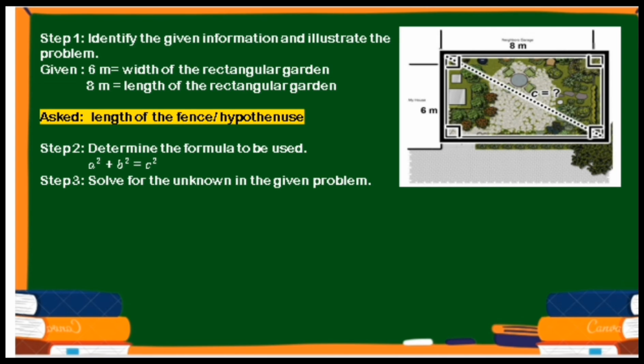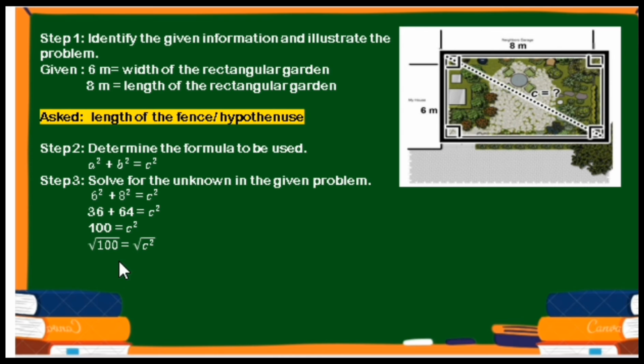Step 3. Solve for the unknown in the given problem. We will use the substitution property of equality. So we have a is 6 and b is 8. So we have 6 squared plus 8 squared is equal to c squared. Simplify: 6 squared is 36 plus 8 squared is 64 is equal to c squared. Simplify further, so we have 36 plus 64 is equal to 100 is equal to c squared.